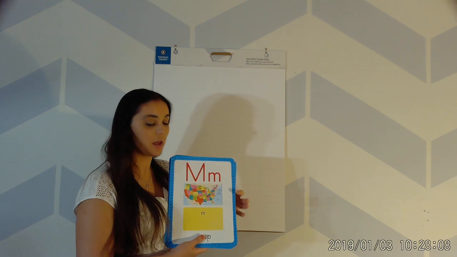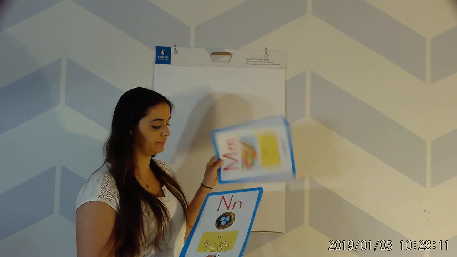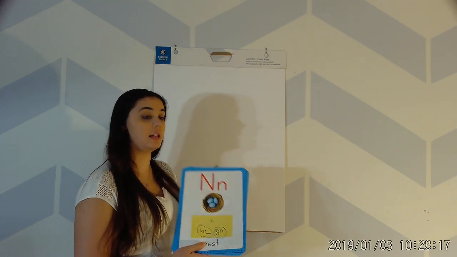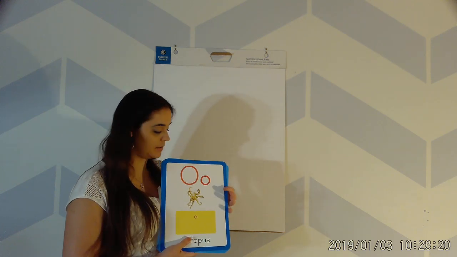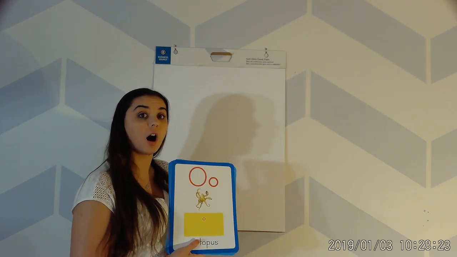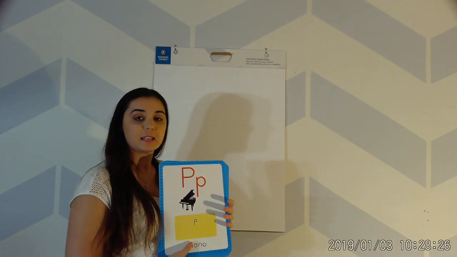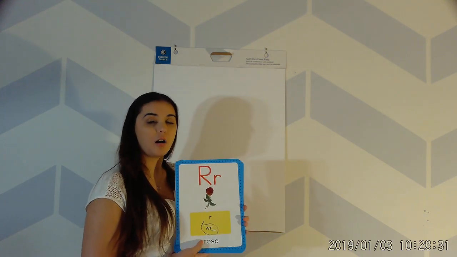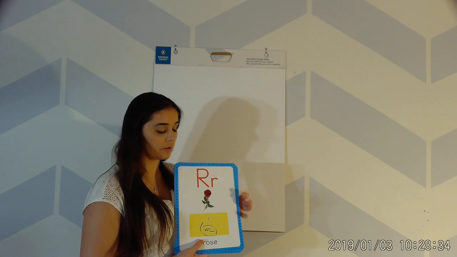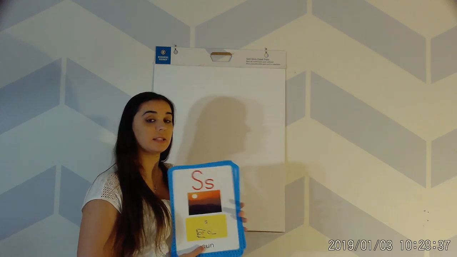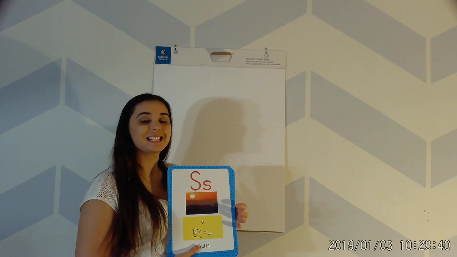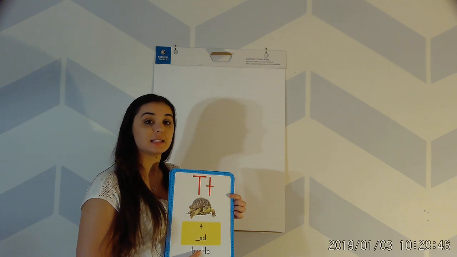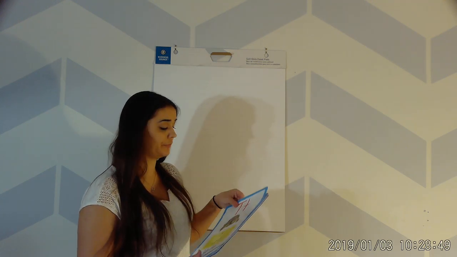M says what sound? Like map. N says what sound? Like nest. O says what sound? Like octopus. P says what sound? Like piano. R says what sound? Like rose. What does S say? S says like sun. And what does T say? T says like turtle.